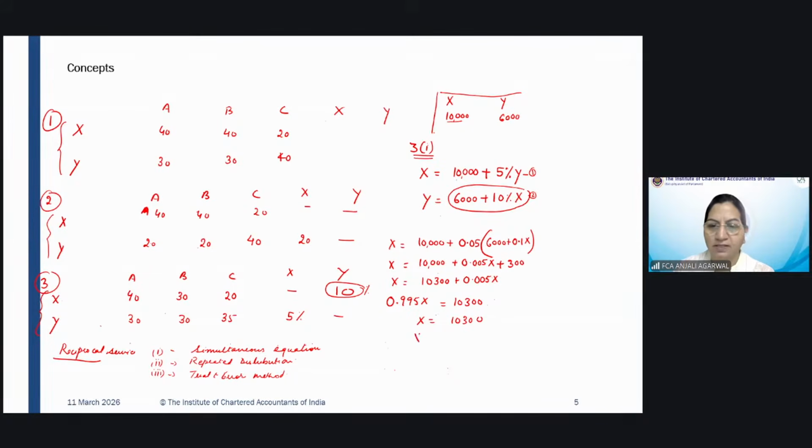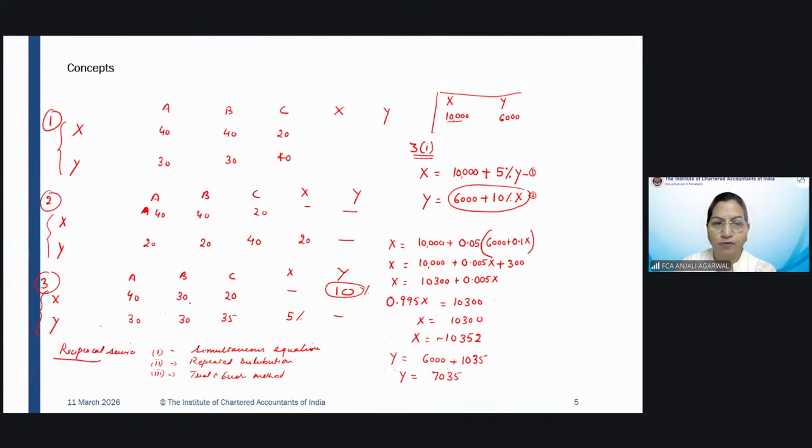So ultimately, X is 10,352 rounded off. 10,351.75 is rounded off to 10,352 rupees. Then what is Y? 6,000 plus 10% of X. Now we know how much is X, so 10% of this will be 1,035. So Y is equal to 7,035. Okay, so now what will you do? You will distribute 10,352 amongst A, B, C.